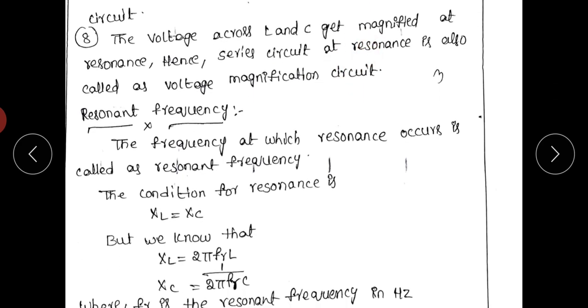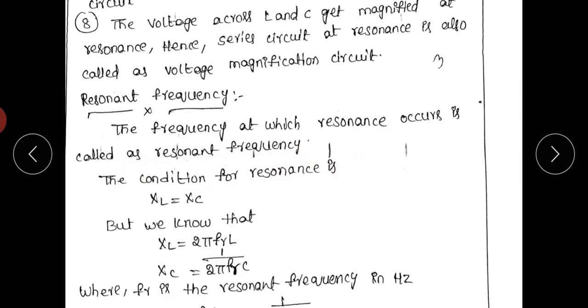Okay, next one, resonance frequency. The frequency at which resonance occurs is called resonant frequency. Resonance means the net reactance value equals 0. Net reactance equals XL minus XC. XL equals 2 pi FL, XC equals 1 by 2 pi FC. So the reactance values depend on frequency. The frequency at which resonance occurs is called resonance frequency.